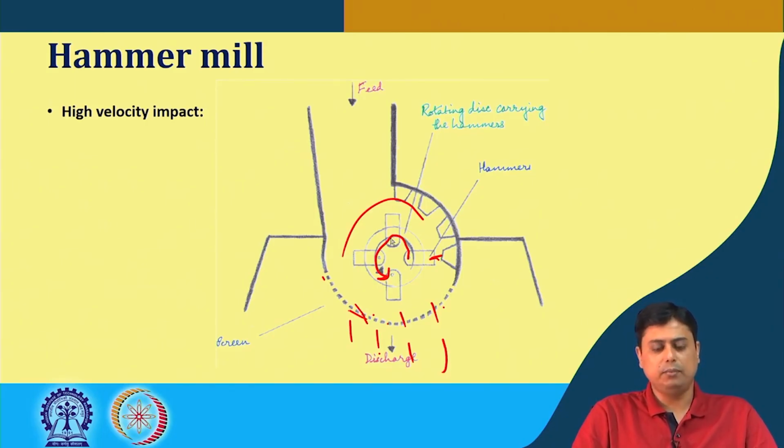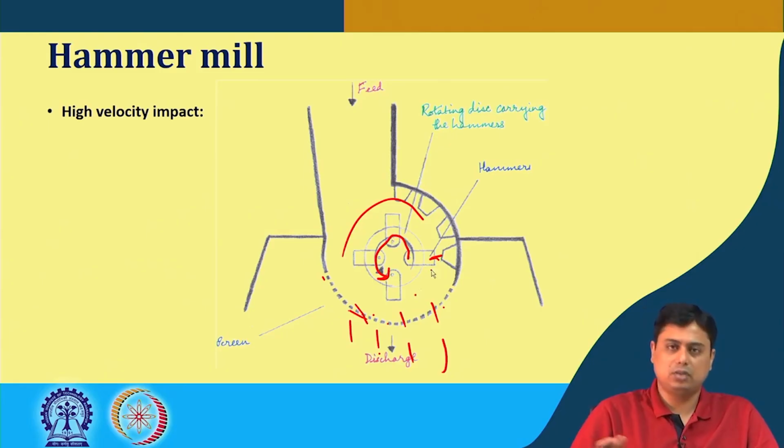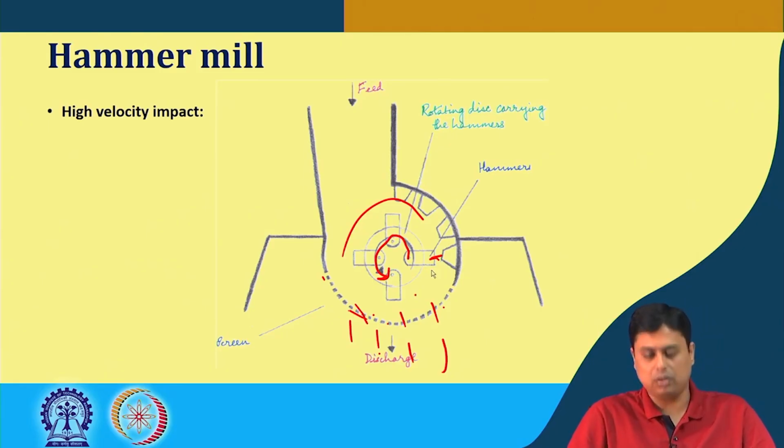So, here the dominant mechanism of stress is the high impact velocity, although there are particle attritions, solid particles and solid wall attritions. So, attritions are there, but the dominant mechanism is the high velocity impact.